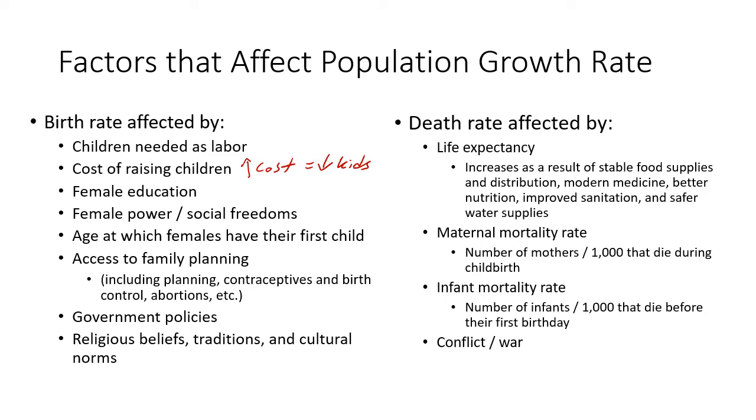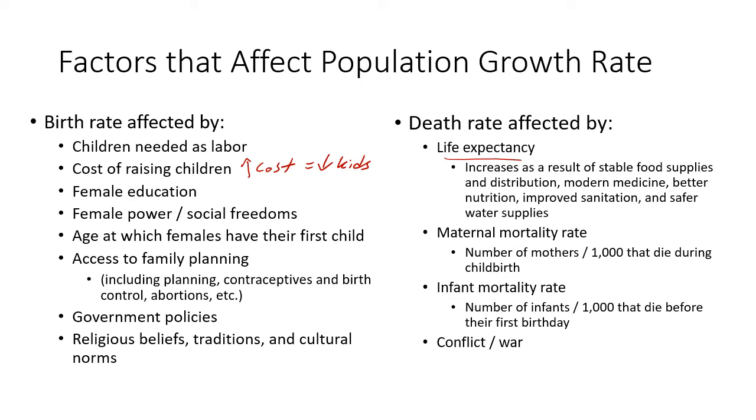The most famous example and the largest scale example of that is China's one-child policy, but we'll again talk about that in class, so I'm not really going to talk about it too much here. And then religious beliefs, traditions, and cultural norms can either bring the number of kids up or bring the number of kids down, just depending on what those traditions are.